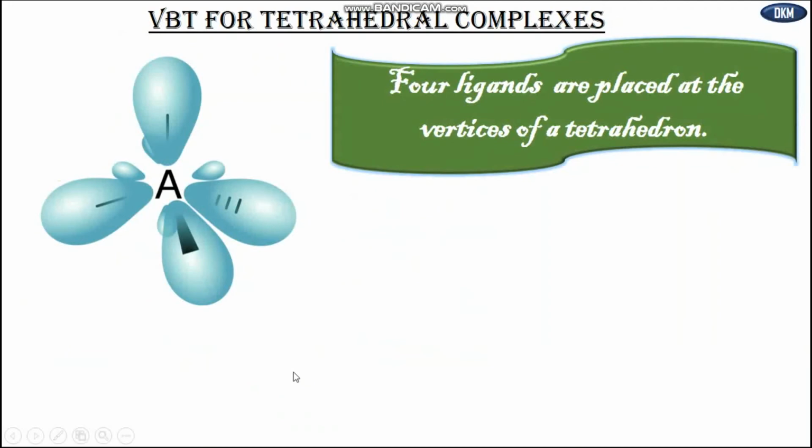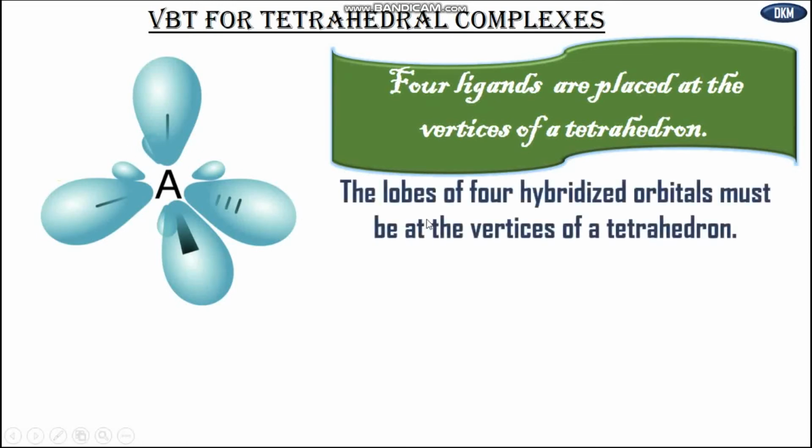Now look at the tetrahedral complexes in the light of valency bond theory. In a tetrahedral complex, 4 ligands are placed at the vertices of a tetrahedron. So to form a tetrahedral complex, 4 hybridized orbitals are required, and their lobes must be at the vertices of a tetrahedron.